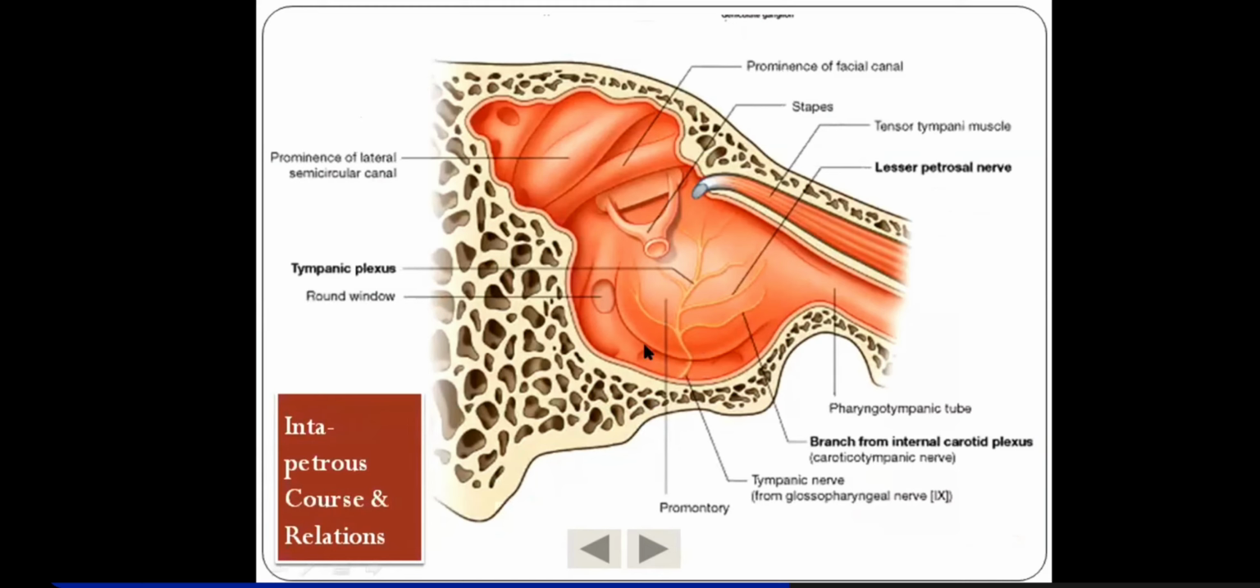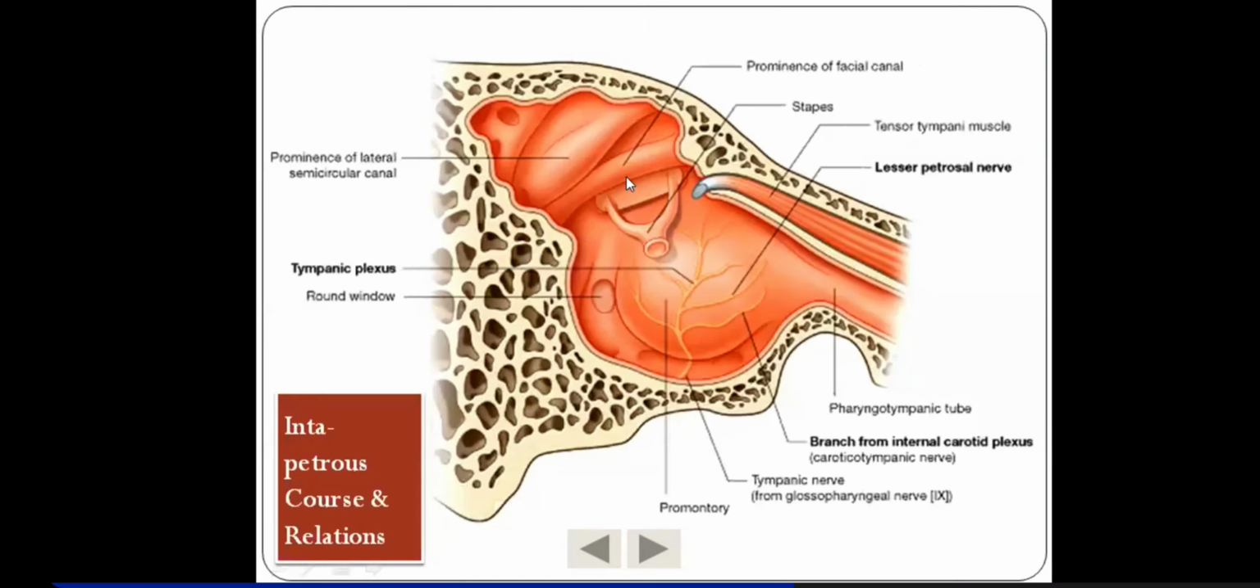Same thing here. The tympanic plexus they have shown here. The lesser petrosal nerve they have shown here. Branches from the internal carotid and everything is shown. This is the prominence of the facial canal. And the second part you can see is running between the footplate of the stapes and the lateral prominence of the lateral semicircular canal. That's the second portion of the facial canal.